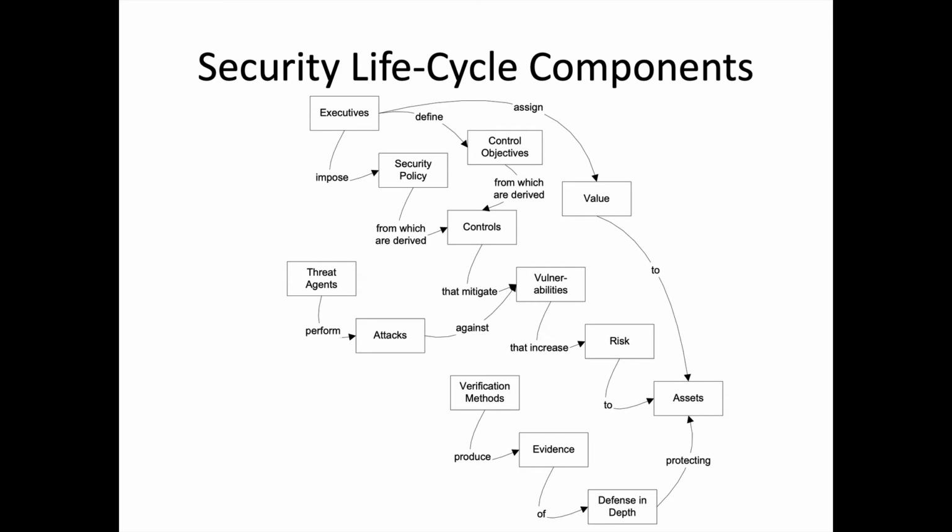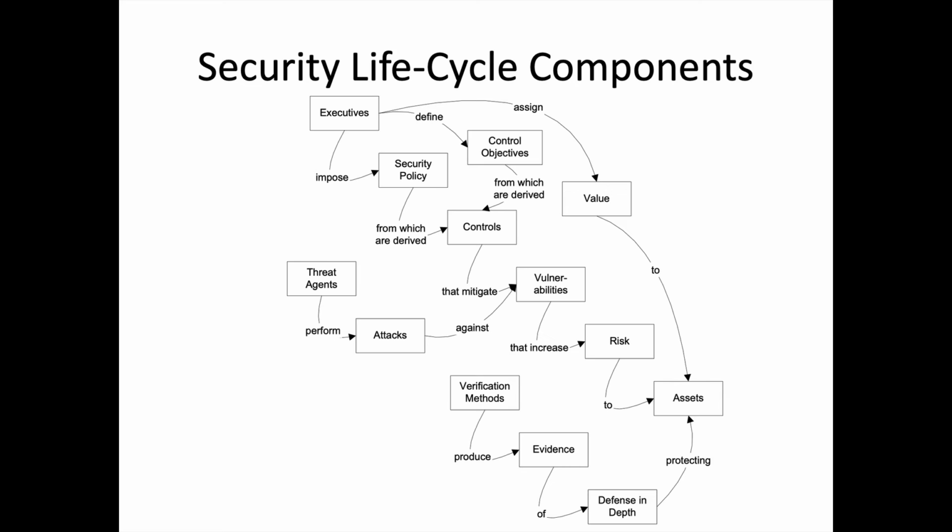But then you see on the left-hand side in the middle, threat agents perform attacks against vulnerabilities. So controls mitigate vulnerabilities, attacks go against vulnerabilities. And that increases the risk. This is an important thing. Risk is not the same as threat. Can you see that from the drawing or from my explanation? Risk is the risk of bad things happening. Threat is the Chinese or the Russians or criminals or vulnerabilities in the Windows operating system, for example. And that increases the risk to assets, right? Something bad will happen to an asset.